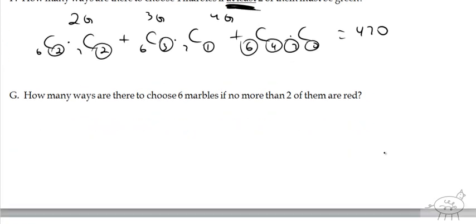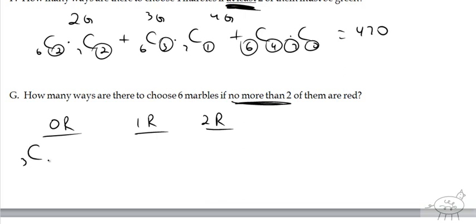Okay. G, and how many ways would it be to choose 6 marbles with no more than 2 red? So that means 0 red, 1 red, and 2 red. Okay? So 0 red means I have 3 red and I'm picking 0. And I have the other 10, because there's 4 blue and 6 green, so that's 10. And I'm choosing 6 of those.